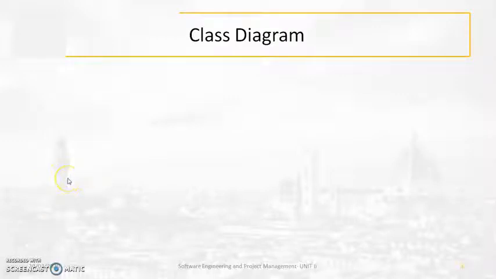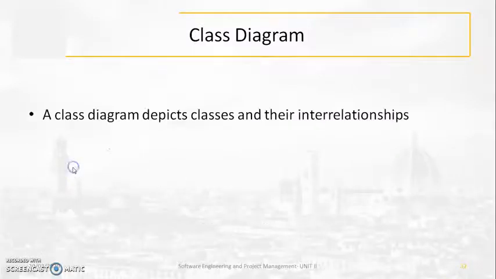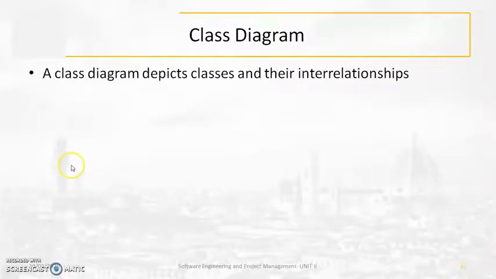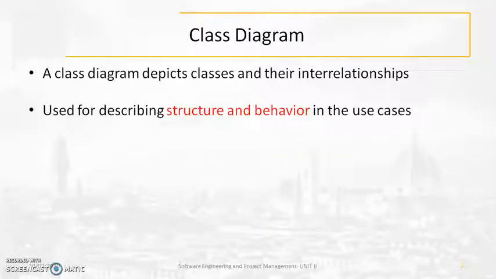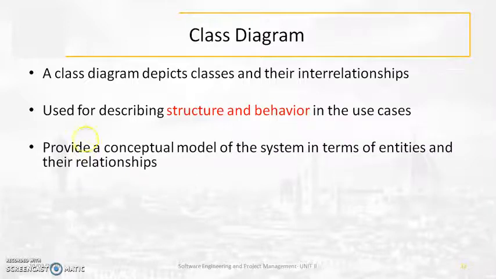In this video, I am going to explain the class diagram. A class diagram depicts the classes and their interrelationships. It is used for describing the structure and behavior of use cases. The class diagram is one of the parts of the structural UML diagrams.